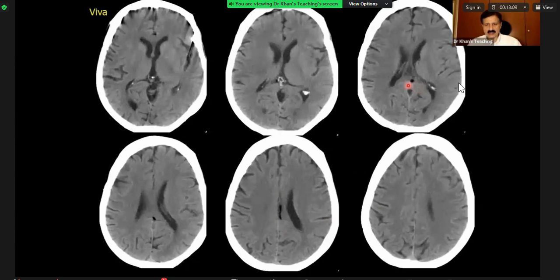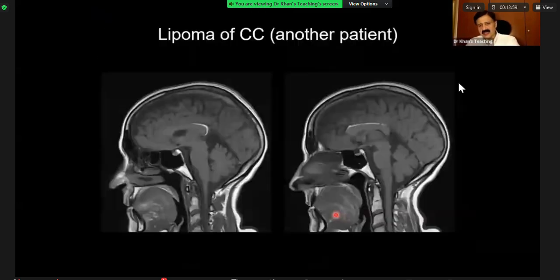If you see here, this is the splenium. Part of it goes around it. So this is low density. Then as the slice goes through it, it is here. And on an MR, of course, this is how it looks. By the way, this is not exactly the same patient, but just to highlight how it looks.